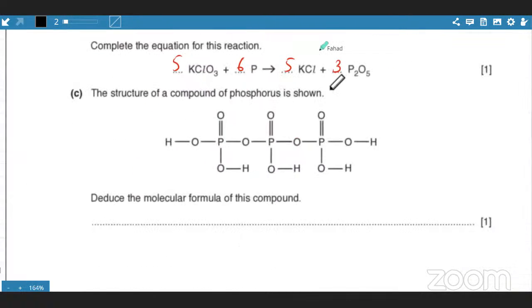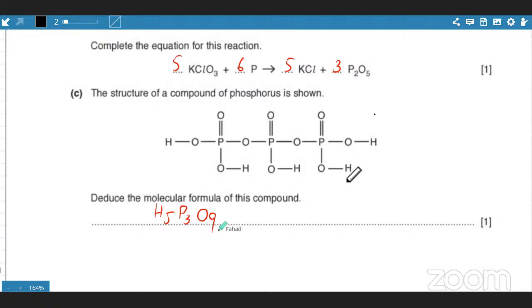Anyways, the structure of a compound of phosphorus is shown. This is the structure. Deduce the molecular formula of this compound. So you just have to sum up the atoms. How many hydrogens? It's 1, 2, 3, 4, and 5. So 5 hydrogens, that's H5. How many phosphoruses? That's 1, 2, 3. So it's H5P3. And how many oxygens? That's 1, 2, 3, 4, 5, 6, 7, 8, 9. So there are 9 oxygens. So that sums up the formula for this compound. It's H5P3O9.